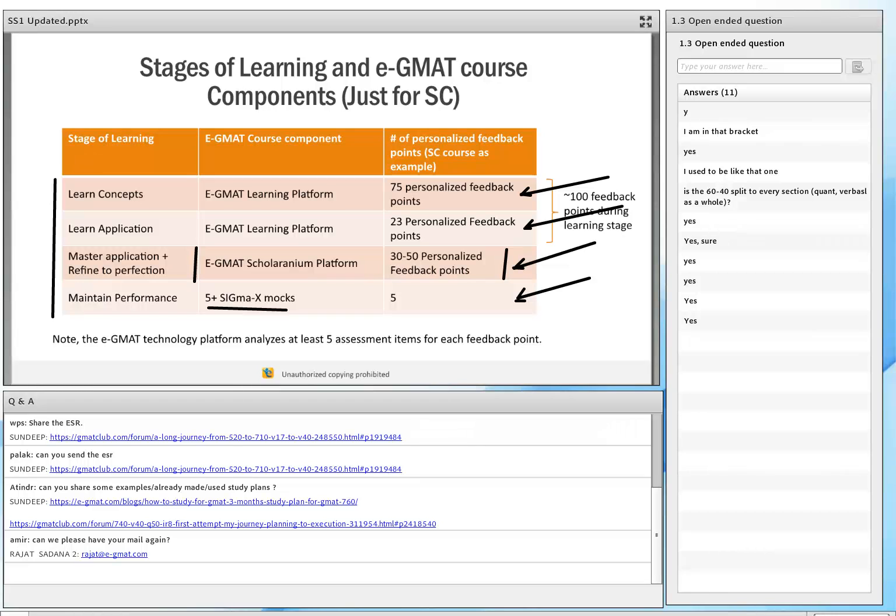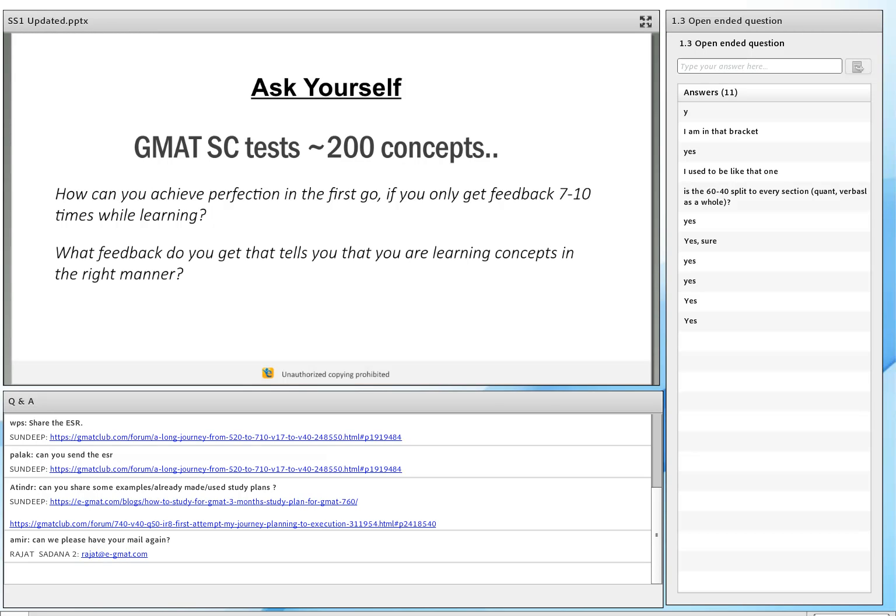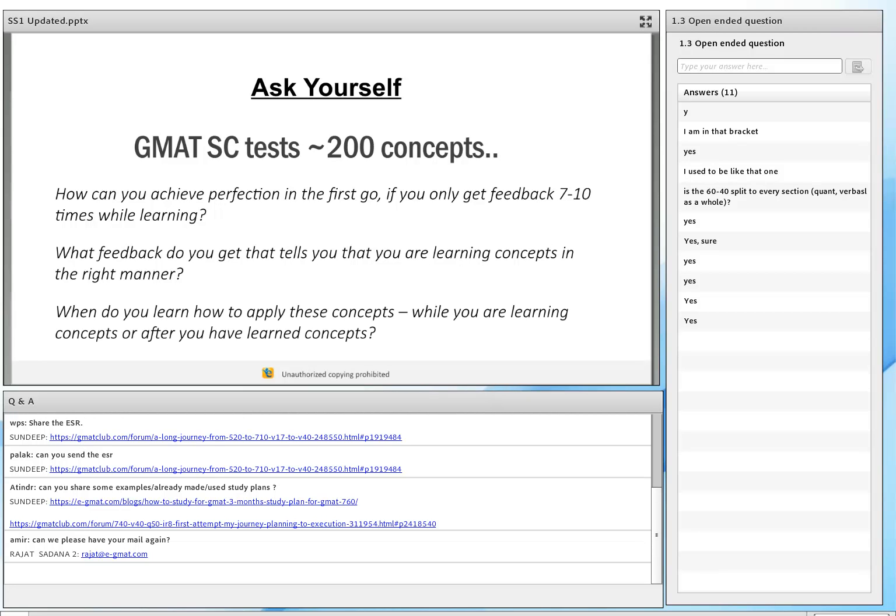The question you have to ask yourself is, when it comes to GMAT SC, it's about learning these 200 concepts. How can you achieve that perfection if you only get feedback 7 to 10 times? How do you know that you're learning concepts in the right manner? And then when do you learn how to apply these concepts? While you're learning these concepts or after that?